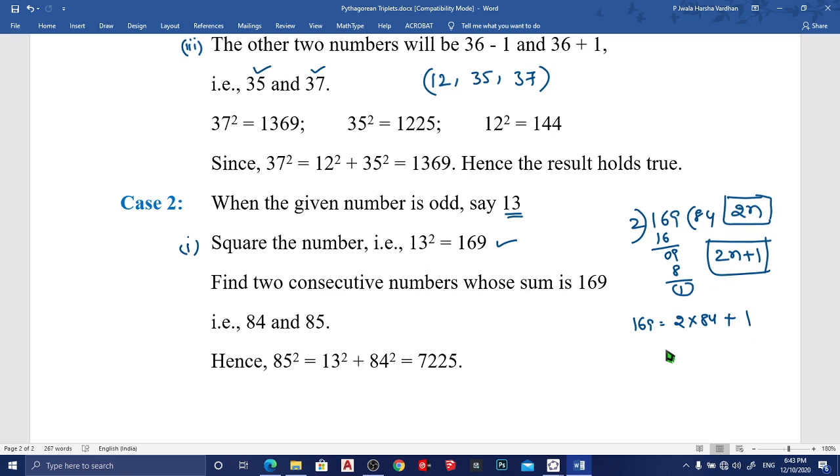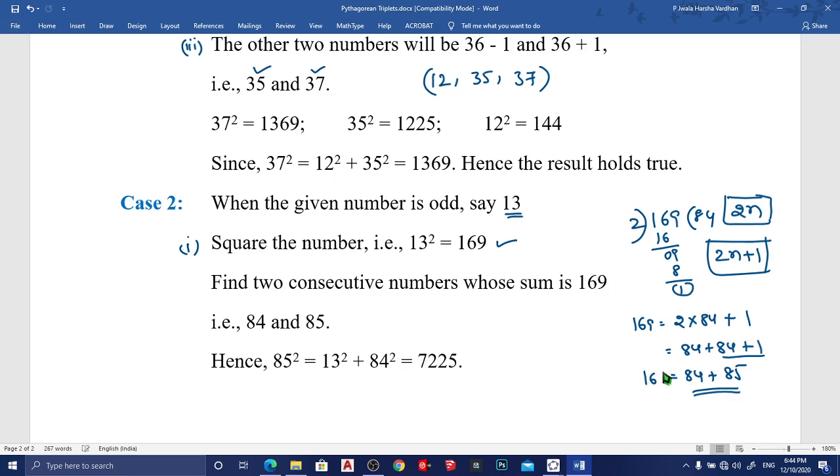Now you see here. This is 2 times 84, what is the meaning of this? 84 plus 84. We are adding 84 two times, plus 1. Okay. Now if I take this 84 separately and add these two, we will get 85. So now this is the sum of 169.